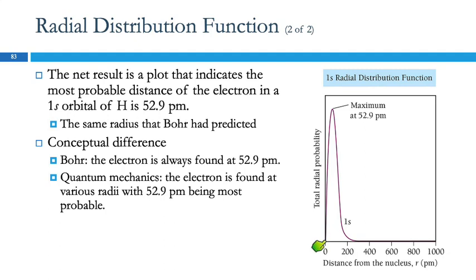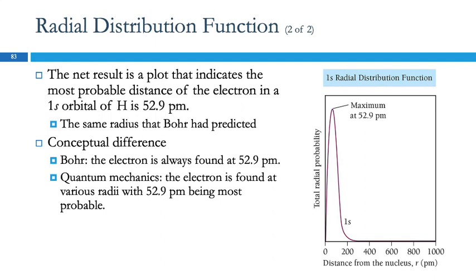What that does is it gives us a plot like this, where the probability of being at the nucleus is 0, and it increases as we go out. There's a maximum, and then it decreases, and so you're probably going to find the electron between 0 and 200 picometers from the nucleus of the hydrogen atom. So the most likely distance is 52.9 picometers, and that actually corresponds to the radius that Bohr came up with, predicting the radius of that first energy level.